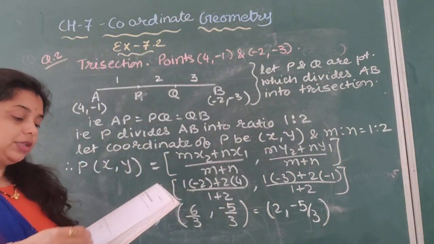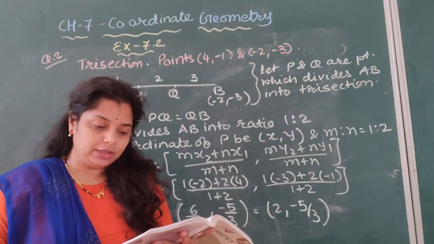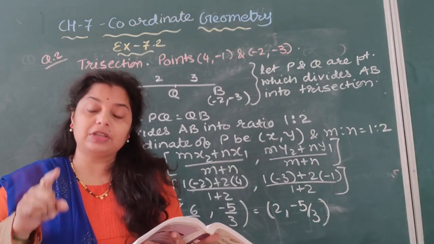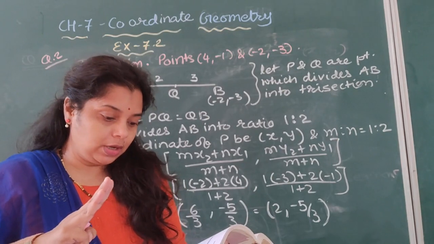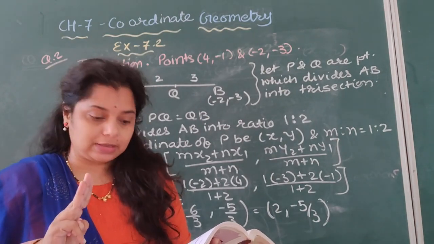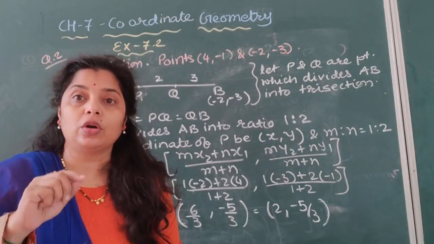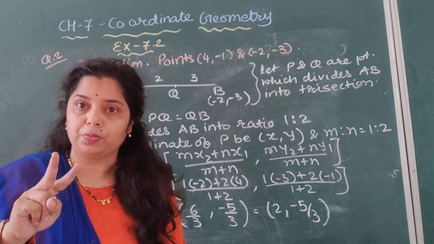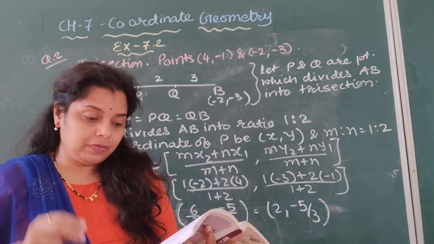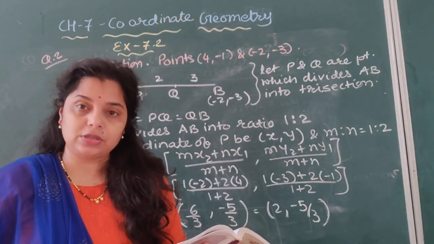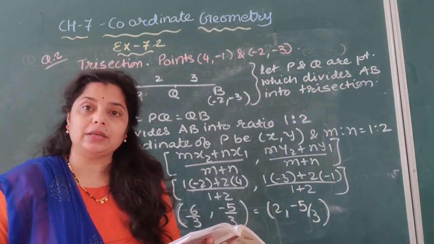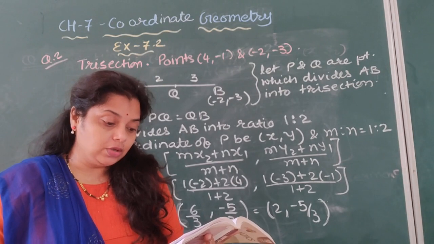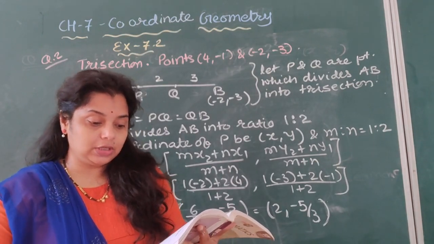Here in the second question, it is given to find the coordinates of the points of trisection. It means 3 sections are there in the line segment, and to get the 3 sections we need 2 points. We have to find those points. The coordinates of the endpoints are already given: 4, -1 and -2, 3. So we have to find out the coordinates of the points.